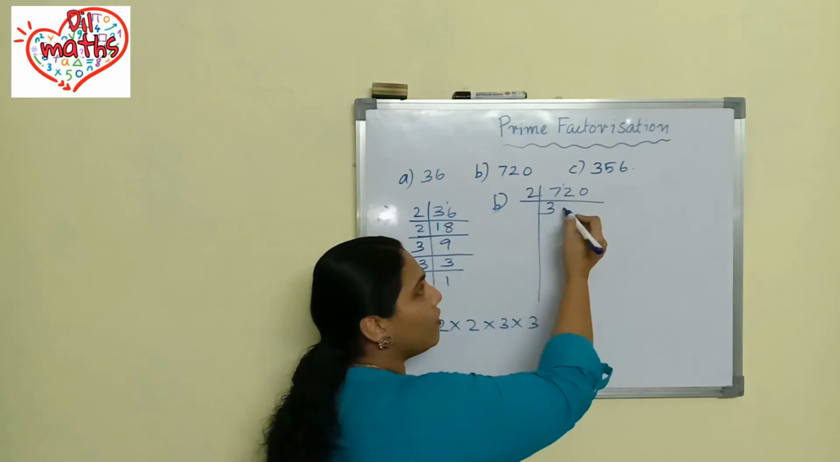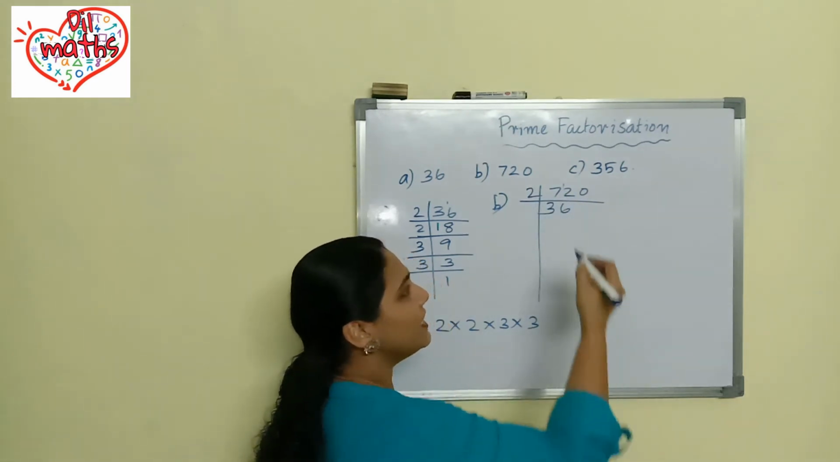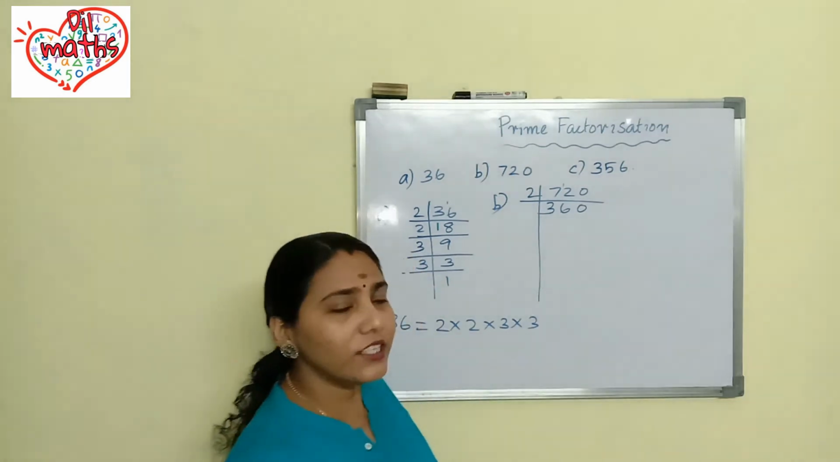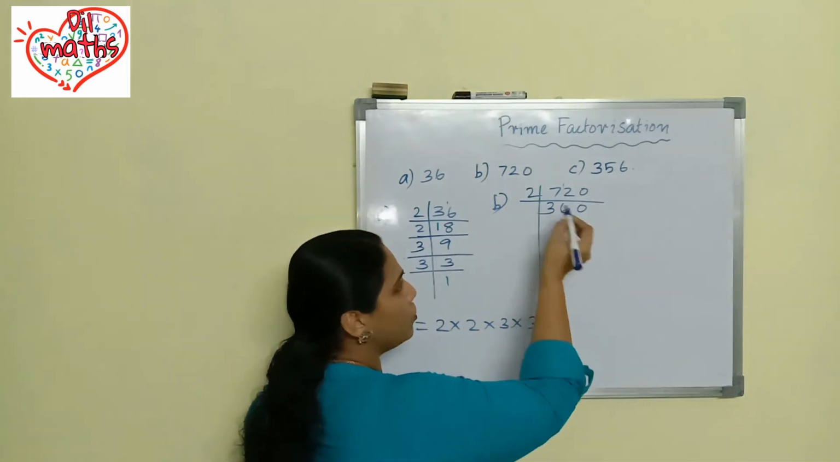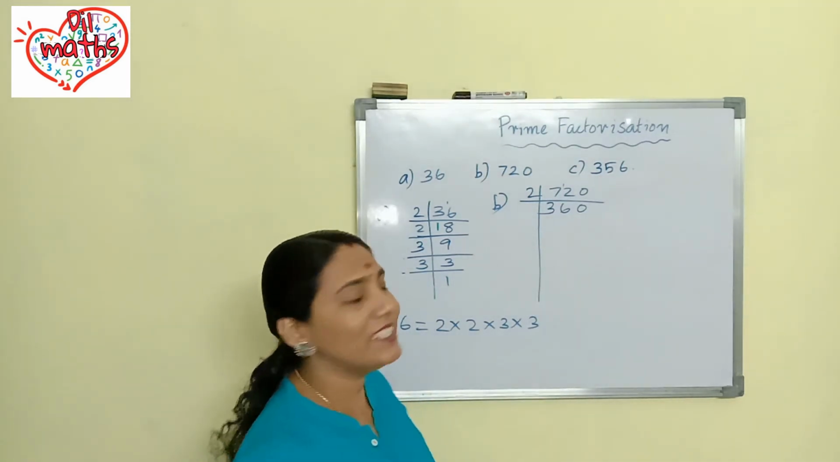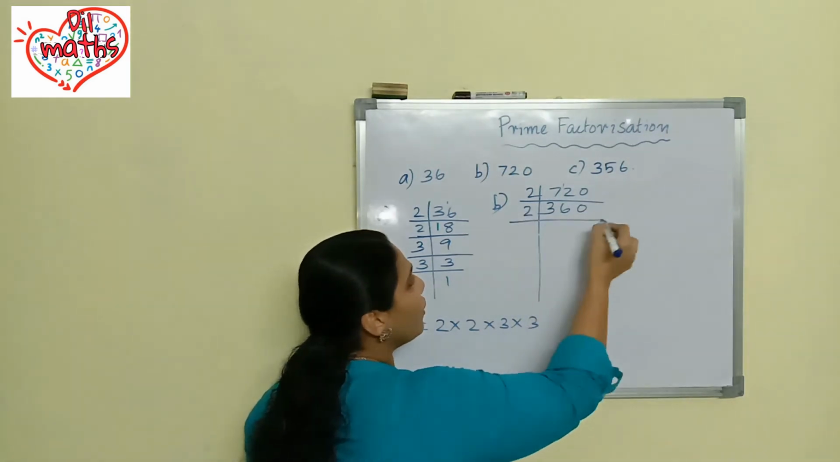12 divided by 2, what will you get? 6, isn't it? Next, 0 is there. If you are dividing 0 by 2, what will you get? 0 only. So 360 you got. Next, what should we do? Again, we can divide this number by 2. Why? Because in the ones place it is 0. Again, if you are dividing, what will you get?